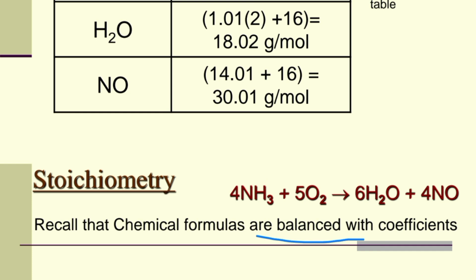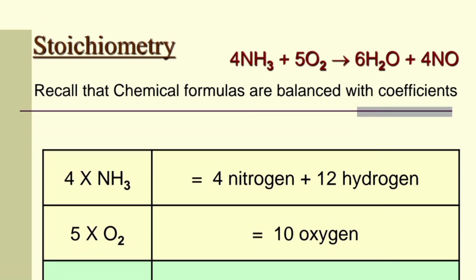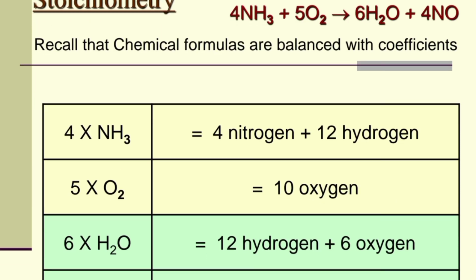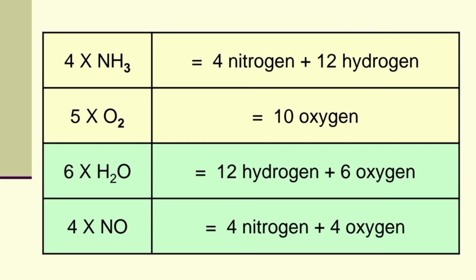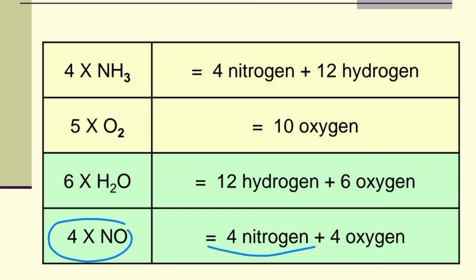Recall that chemical formulas are balanced with coefficients. What are coefficients? Let us see. These are the coefficients: 4, 5, 6, 4. There are 4 ammonia molecules, which means we multiply 4 by NH3. That gives 4 nitrogen atoms, and 4 multiplied by 3 hydrogen is 12 hydrogen. How many oxygen? 10 oxygen atoms, or 5 molecules of oxygen gas. Then 6 molecules of water, 12 hydrogen, 6 oxygen, and 4 molecules of NO, 4 nitrogen and 4 oxygen.